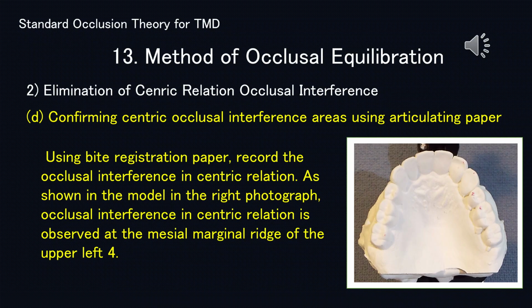D. Confirming Senrich occlusal interference areas using articulating paper. Using bite registration paper, record the occlusal interference in Senrich relation. As shown in the model in the right photograph, occlusal interference in Senrich relation is observed at the mesial marginal ridge of the upper left fore.